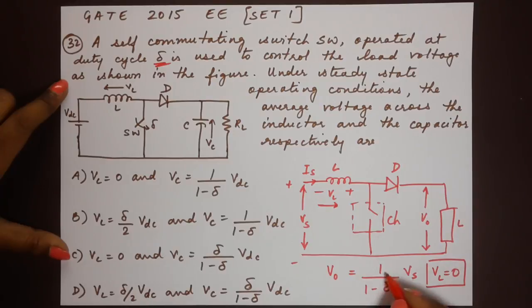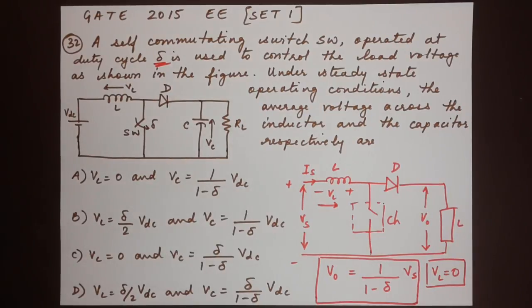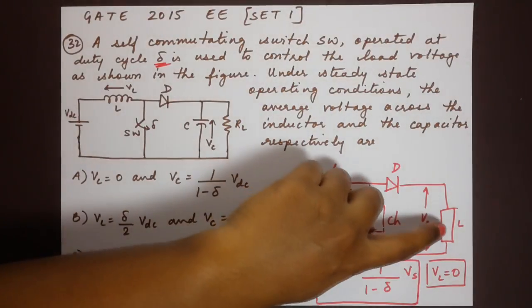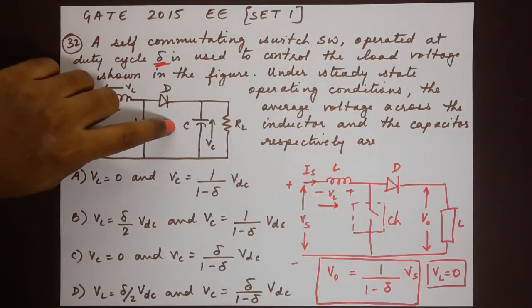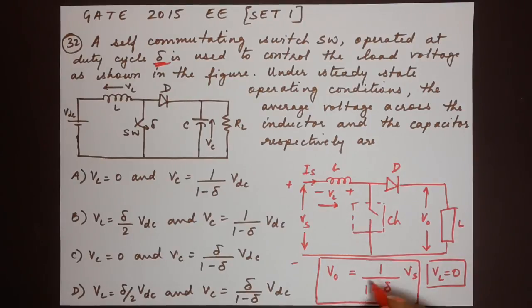Now here when V naught is equal to 1 by 1 minus delta into Vs, this is the output voltage in terms of the duty cycle delta and the source voltage. Now this is a standard equation. So if you compare it with the figure given to us over here, V naught is the output across the load. Now here we have a capacitor on this end, which means that Vc is equal to 1 by 1 minus delta into Vs.